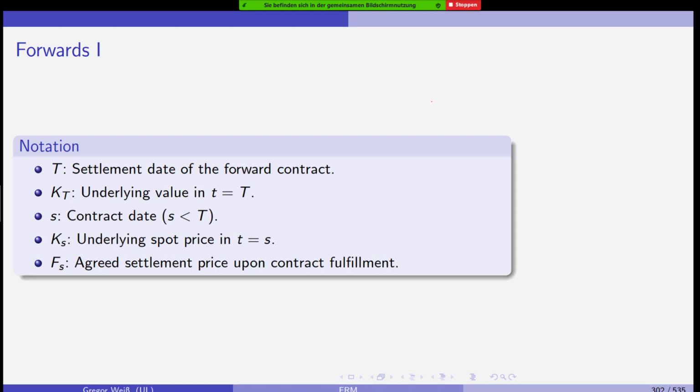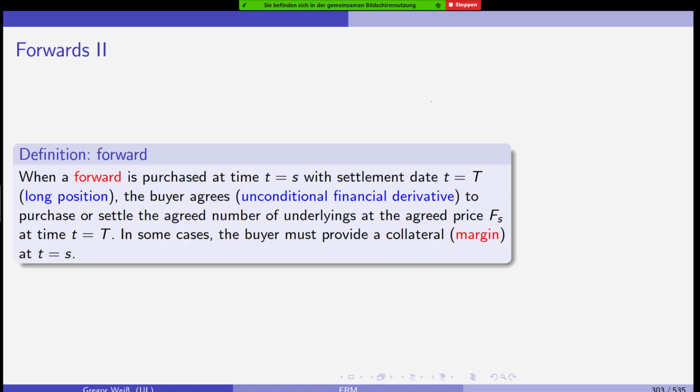The settlement date of the forward is capital T. The underlying value in small t equal to capital T is K_T. The K is still reminiscent of times when the slides in the lecture were in German, so K actually stands for Kasse, the German word for spot. Small s is the contract date. K_S is the underlying spot price in t equal to s. And F_S is the agreed settlement price. So that's the price you've agreed upon in this forward contract, that F_S is going to be paid in capital T, but it has been agreed upon in small s. So this is the notation.